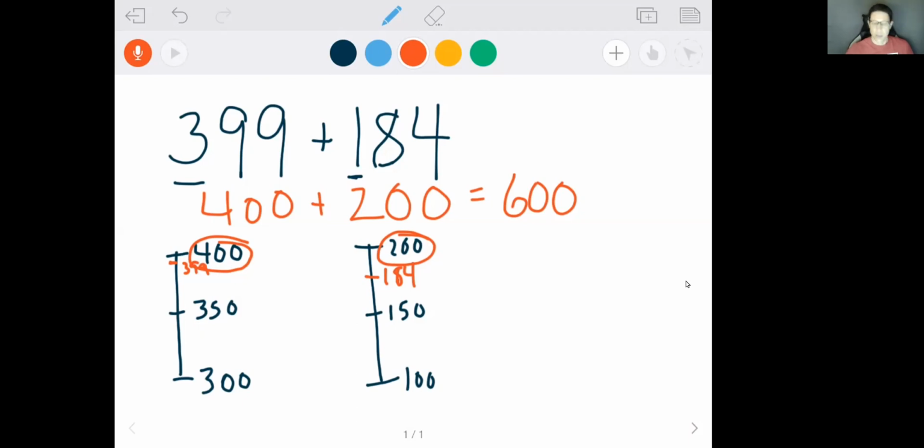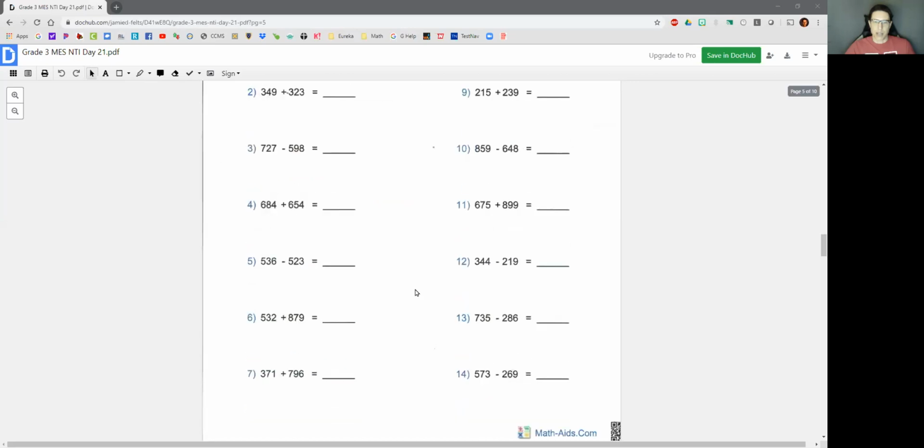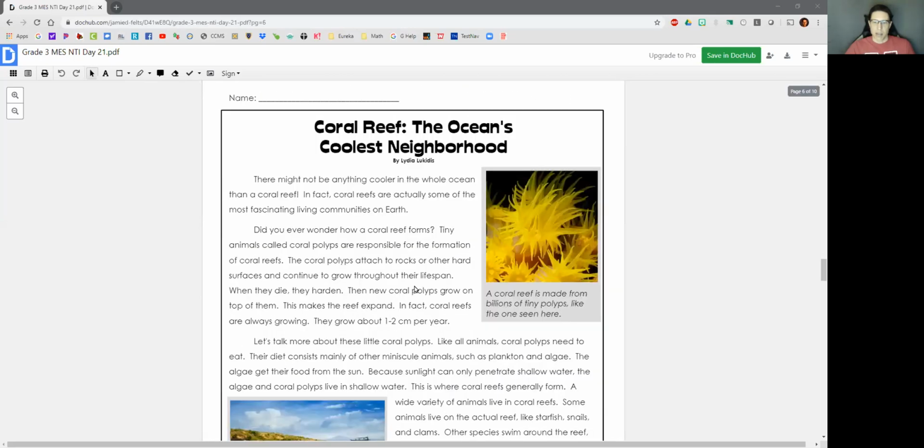And so, all right, we're going to switch back to the pages here. See if we can get those up again. And so just go through and do that for this rounding page. So that's our math. Then we get into reading.